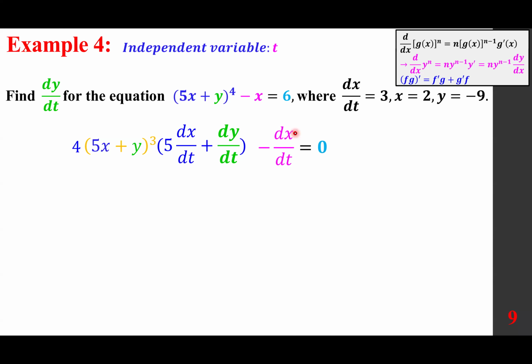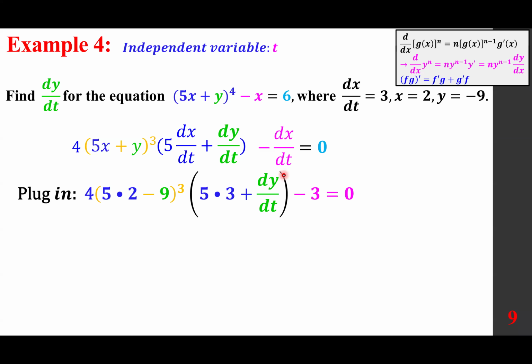And again, we're done with calculus. We plug in everybody, which means 4 times (5 times x, which is 2, plus y, which is -9) quantity cubed, times (5 times dx/dt, which is 3, plus dy/dt, which is missing), minus 3 equals 0. So we plug in. What do we plug in? What's given? What do we find? What's missing? dy/dt.